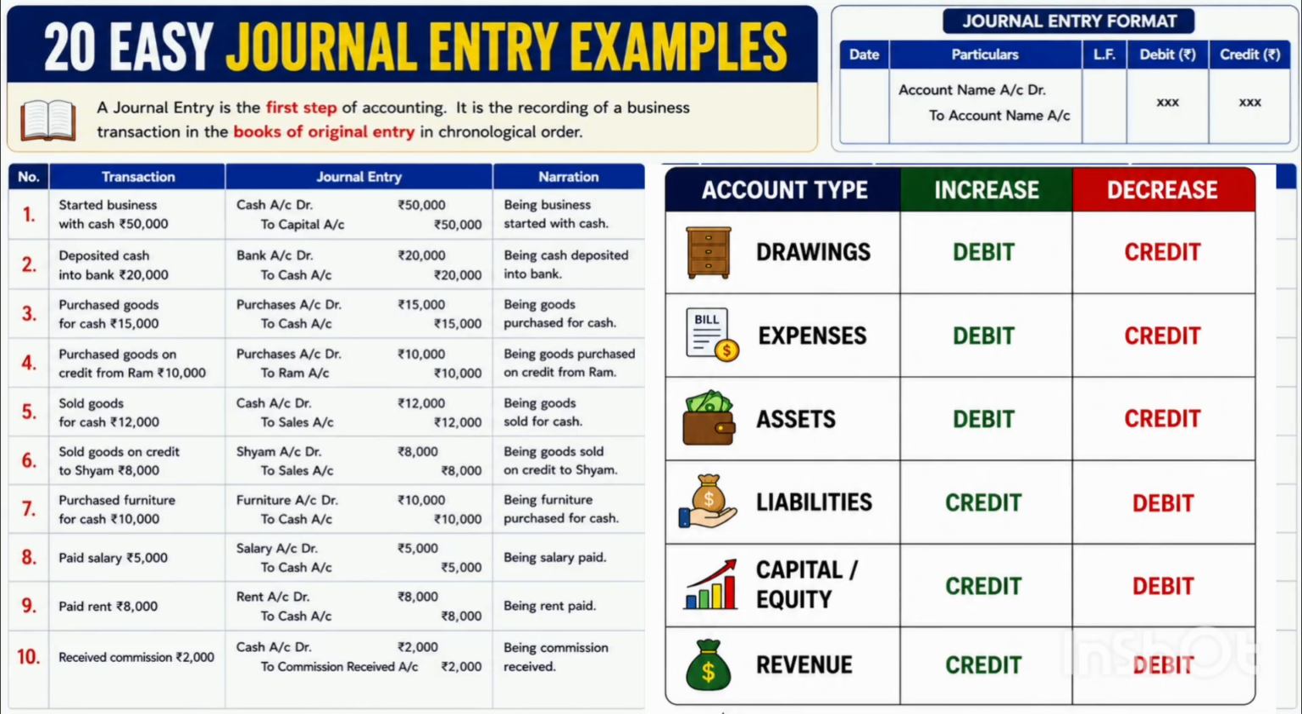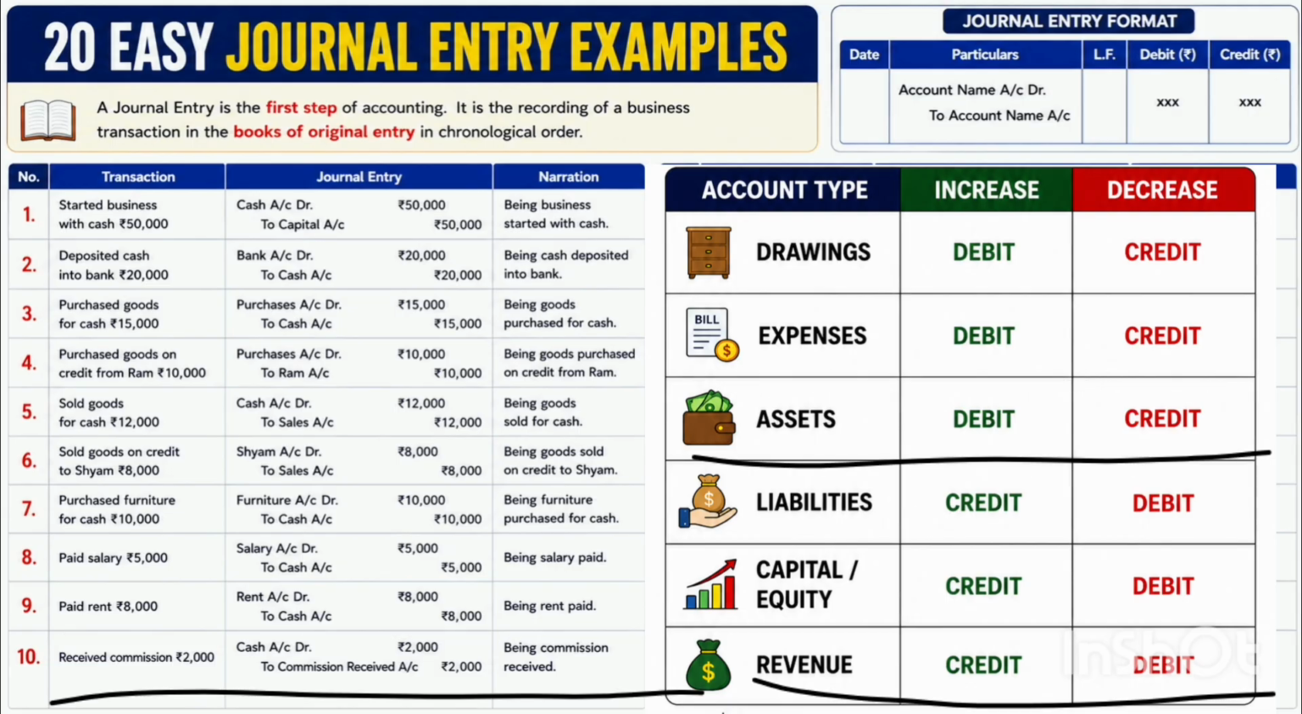10th one, received commission of rupees 2,000. So cash account debit to commission received account will be generated. How is it? Cash account means our cash is getting increased, our assets are getting increased, so we have to debit it. And commission is nothing but our income. So our income is getting increased. Okay. So income is getting increased, so we have to record it in the credit side.